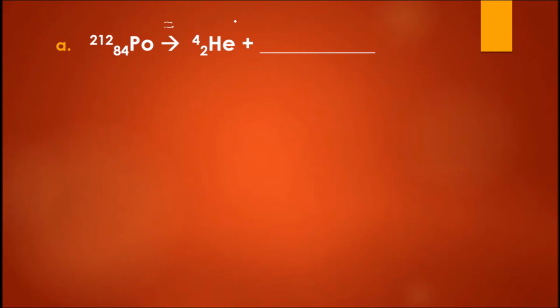212 equals 4 plus what? In other words, 212 minus 4 will give you what goes in the blank. 208. Let's raise our hands so that everyone has a chance. 208. Does that help us identify what this thing is? No. We need the bottom number for that. Here we go. 84 equals 2 plus something. So the easiest way to do this is 84 minus 2, 82. And look on your periodic table, who is number 82? What? Lead?